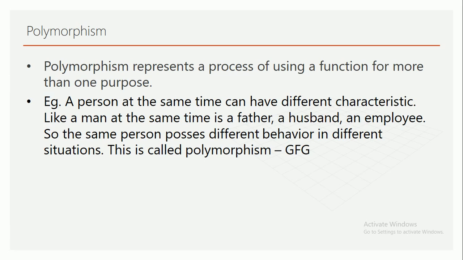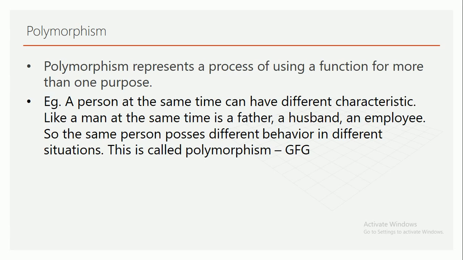A person at the same time can have different characteristics. Like a man at the same time is a father, a husband, an employee. So as you can see, the same person can act differently and have different characteristics, but the person remains the same. That's the beauty of object-oriented programming.